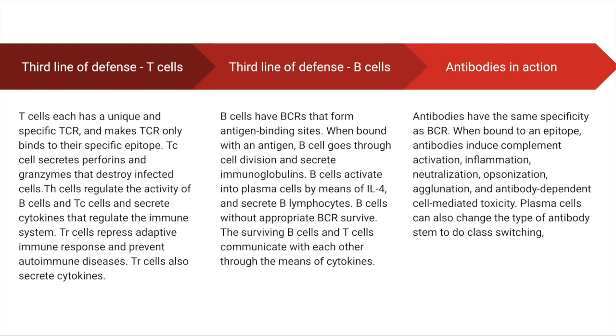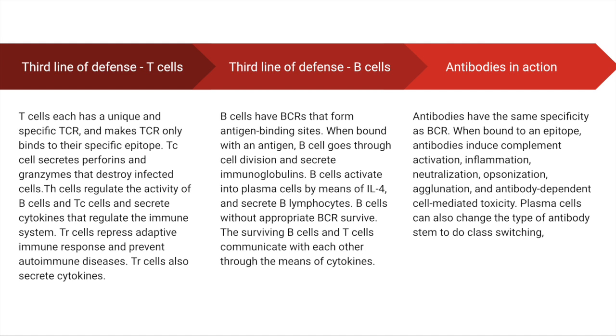The B cells that do not have appropriate BCR will essentially survive the apoptosis. Apoptosis will only be gone through by the B cells that have appropriate BCR. The surviving B cells and T cells will then communicate with each other through the means of cytokines.